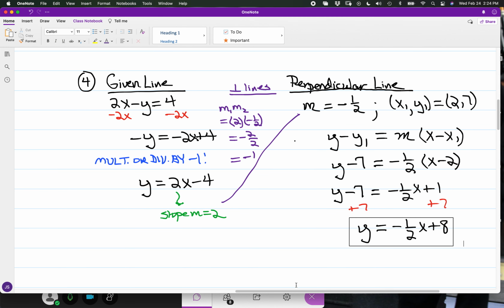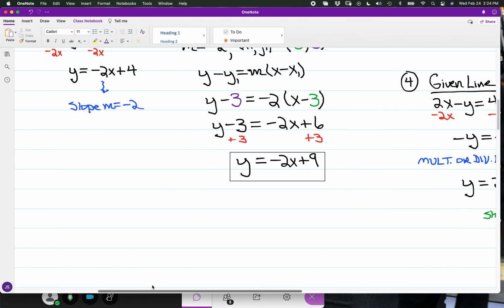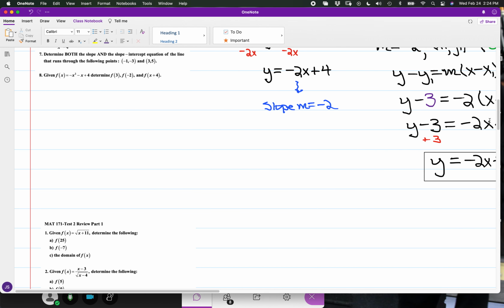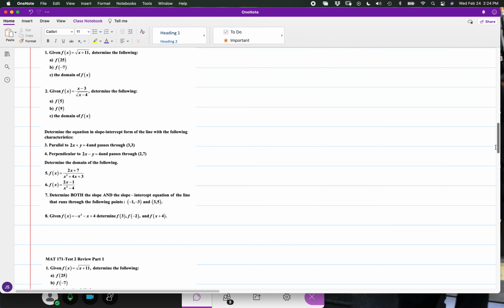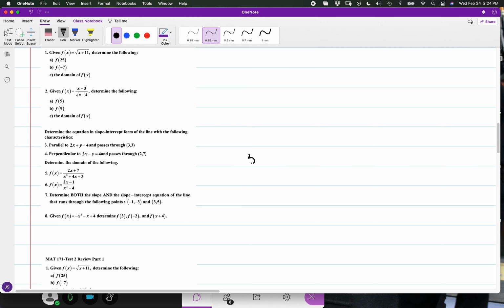Now, looking at what we have for number 5, we're looking at, again, domains of functions. And in this problem, it says to determine the domain of the following. For number 5, we have that f of x is equal to 2x plus 7 all over x squared plus 4x plus 3.